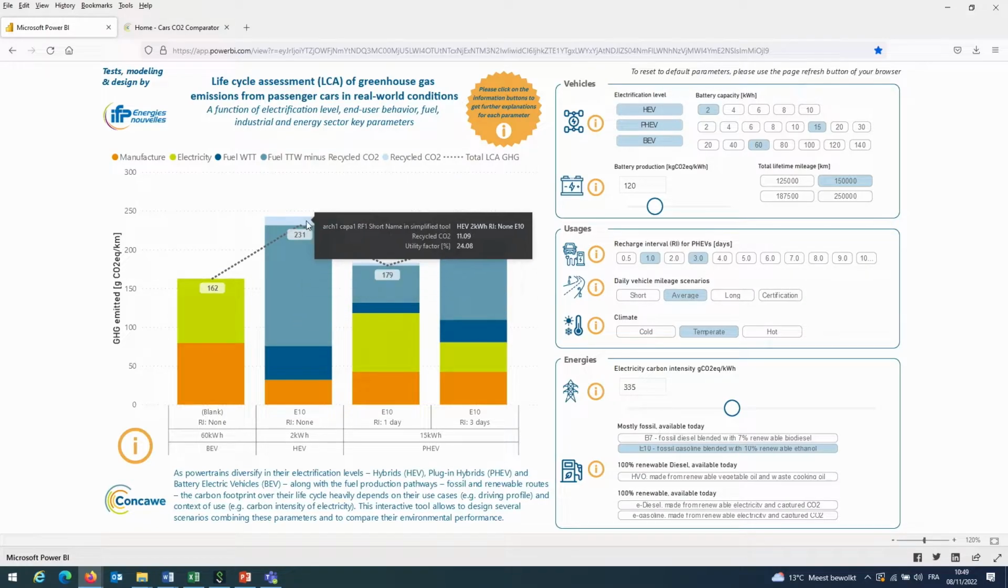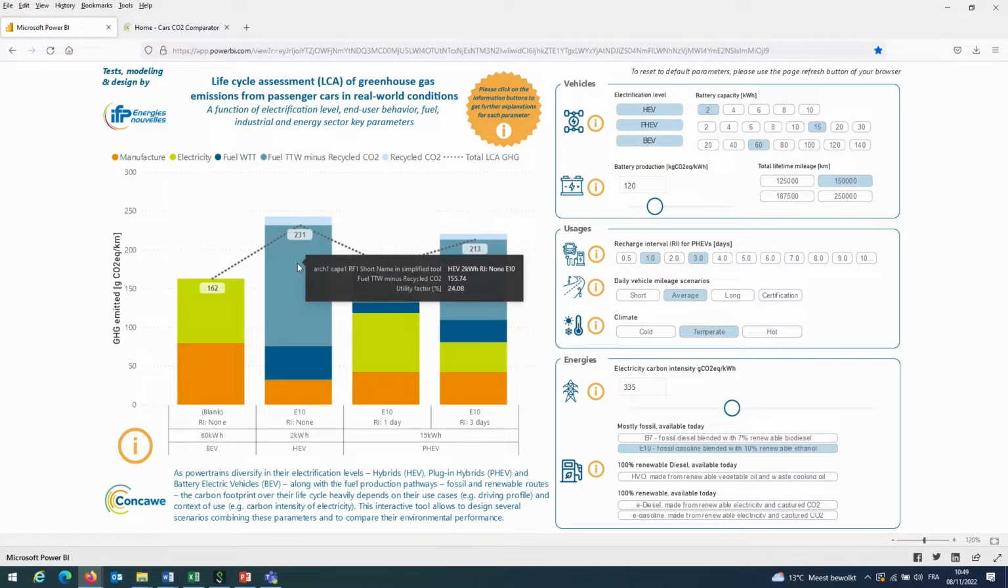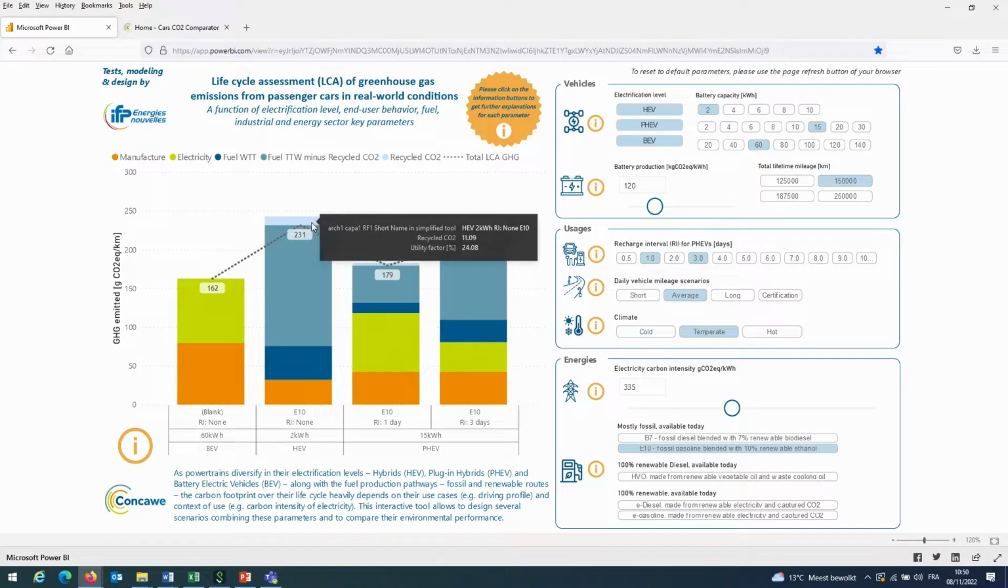And then we have two bars which correspond to the tailpipe emissions, and we have split that in two parts. This part corresponds to the tailpipe emissions minus the recycled CO2, and the light blue bar corresponds to the recycled CO2. I remind you that the recycled CO2 is neutral from a life cycle perspective. And at the bottom of this bar graph, you can read the different configurations which are simulated.